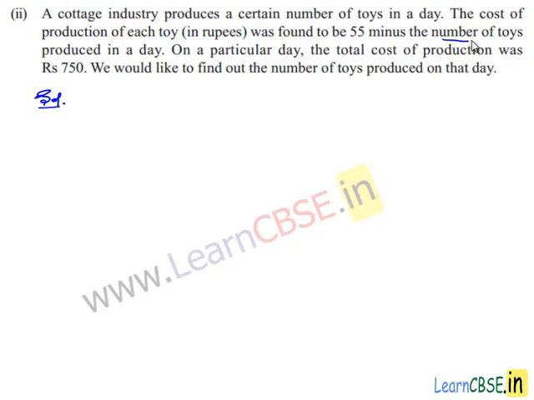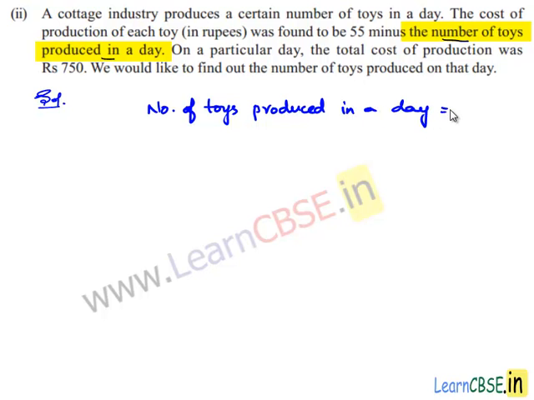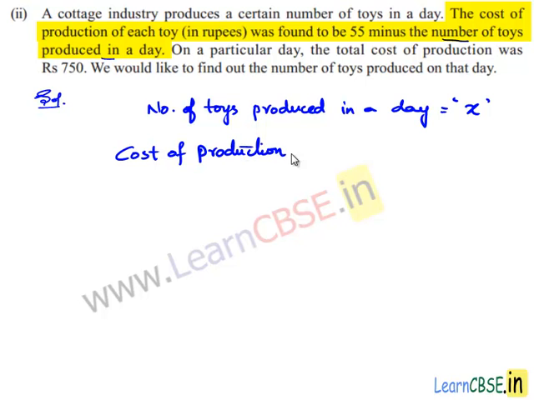Assume the number of toys produced in a day is equal to x. Now the cost of the production of each toy is equal to 55 minus the number of toys produced in a day. Cost of production of each toy is equal to 55 minus the number of toys produced in a day, which is x. So this becomes 55 minus x.